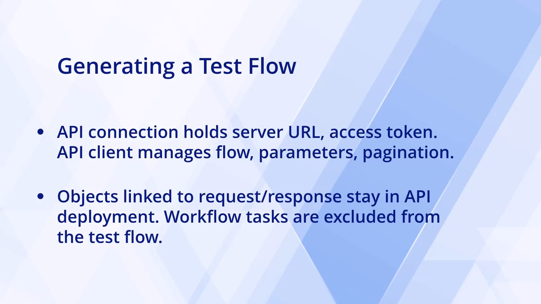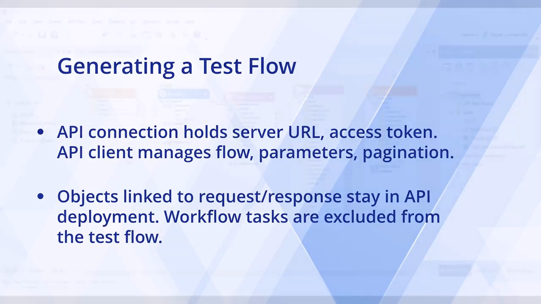The API client object encapsulates the entire API flow's logic, starting from the request object to the response publish object, including request parameters, request and response content bodies, and pagination configurations. Other objects that are mapped either to the request object or from the response object will not be encapsulated in the API deployment and shall remain as they are in the test flow generated. However, any workflow tasks are not made part of the test flow.